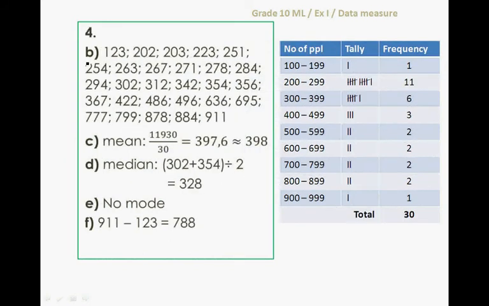And the last question for this exercise. Number of people between 100 and 199, 1. Between 200 and 299, 11. Between 300 and 399, 6. Between 400 and 499, 3. Between 500 and 599, 2. Between 600 and 699, 2. Between 700 and 799, 2. Between 800 and 899, 2. And between 900 and 999, 1.